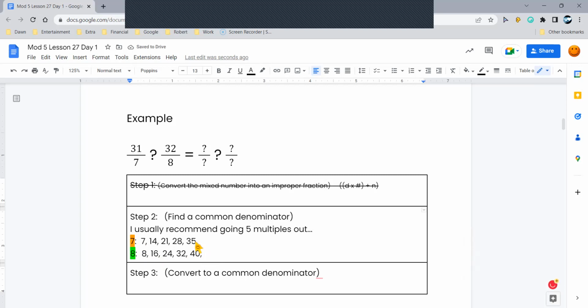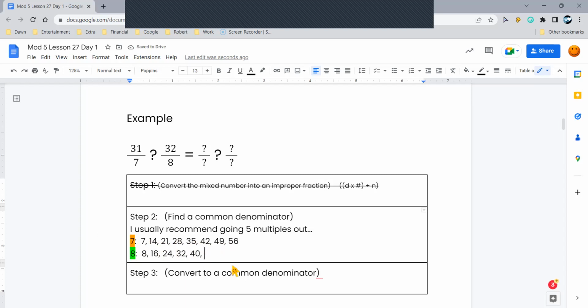So I'll go back to the top, 35, 42, 49, 56. And right now I'm going to stop there because if I count 1, 2, 3, 4, 5, 6, 7, 8, I get to 8. So I'm pretty sure that's where our least common multiple is.